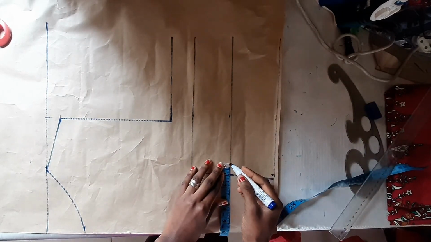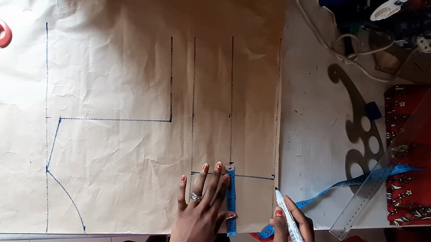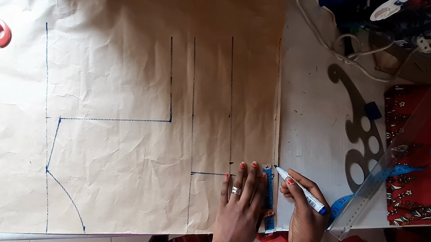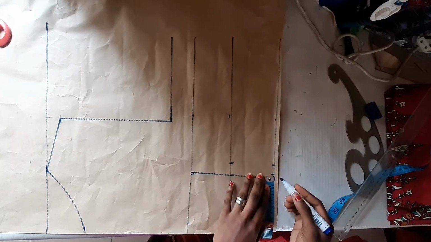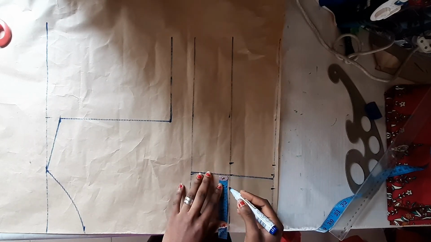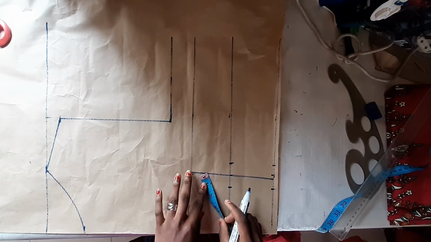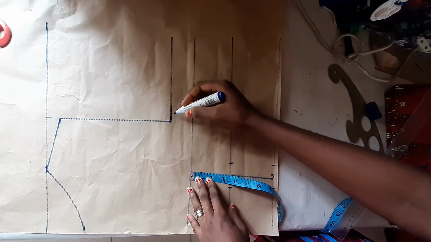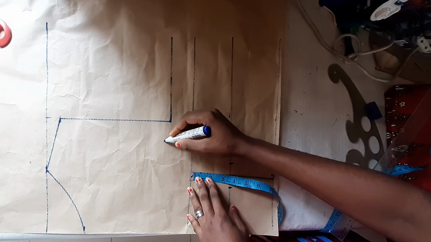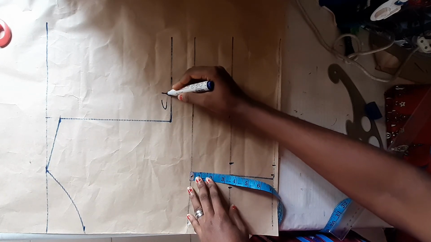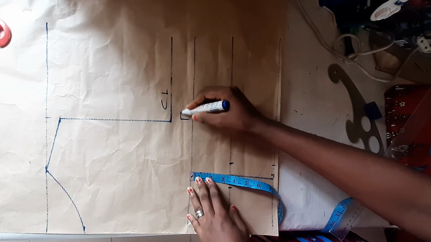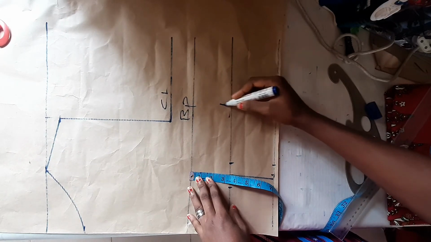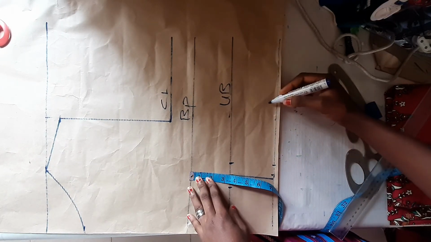Now you're going to take your dart. I'll be taking 1 inch on both sides. And on the bust points, I forgot to label it: chest line, bust points, under bust and the waist.